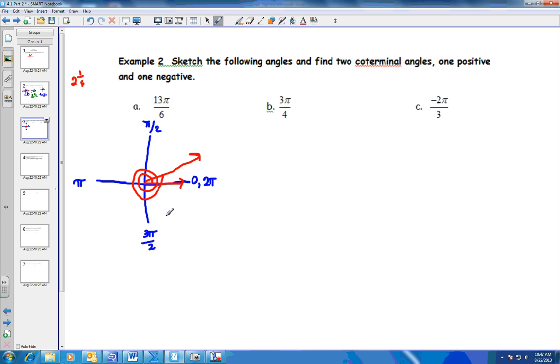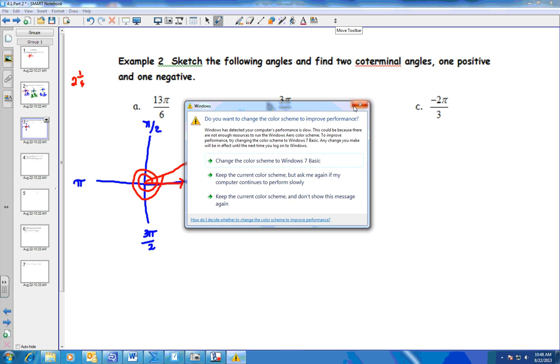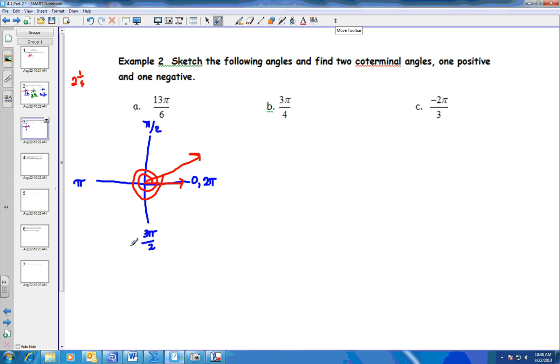So now let's name another positive angle. There's 2 ways we can do it. Remember, we've been subtracting and adding 360. Well, remember, 360 degrees in radians is 2 pi. Okay, so if we want another positive angle, let's just add 2 pi to that. So 13 pi over 6 plus 2 pi.